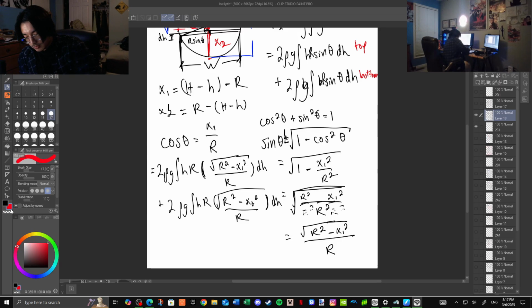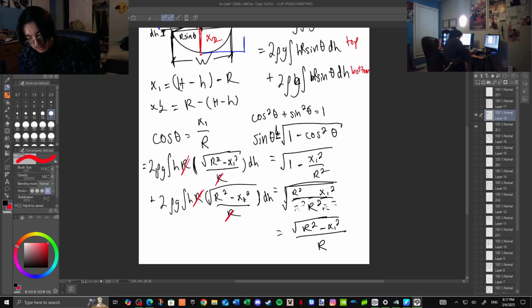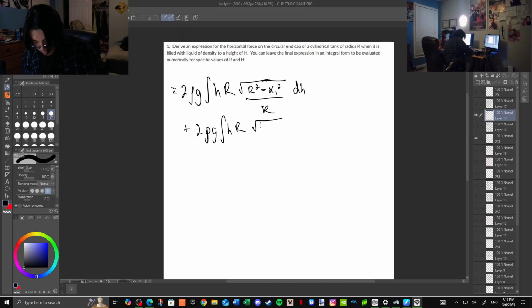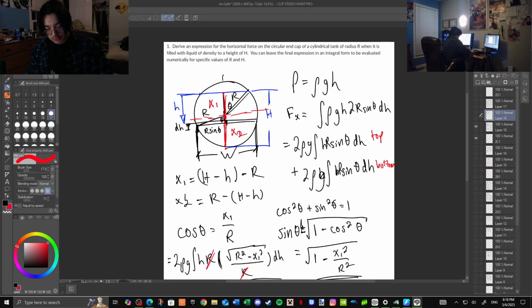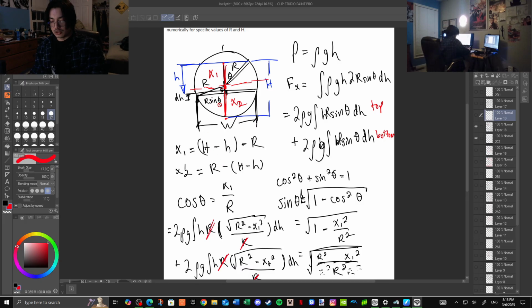And so we can cancel out some values. The r's can cancel out right here. And I am running out of room. Oh my goodness. Square root of r squared, r dh. Okay, so like I was saying, the r's can cancel out, and we can substitute in those values of x1 and x2. We can derive or put these equations into x1 and x2.